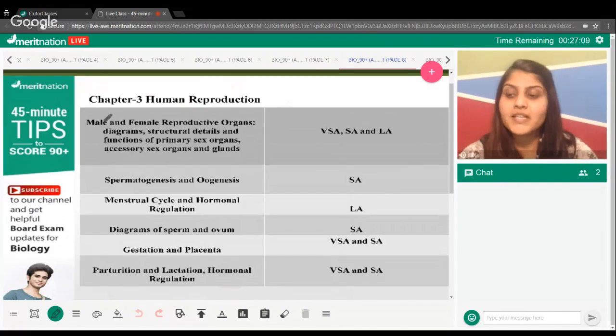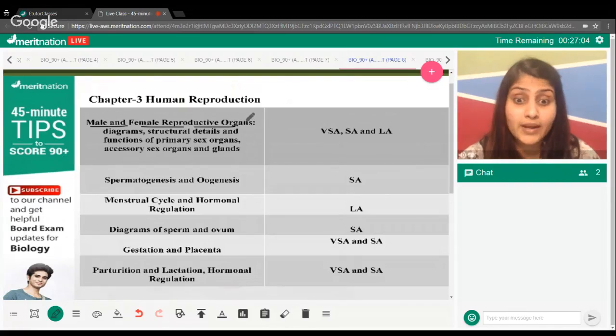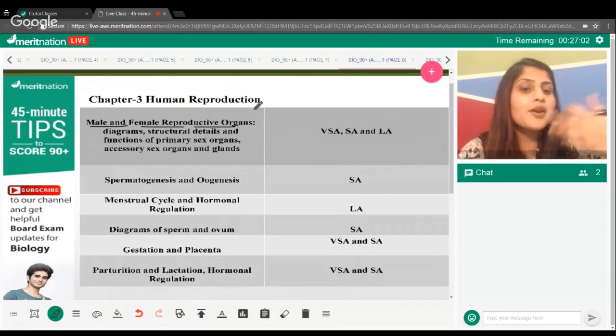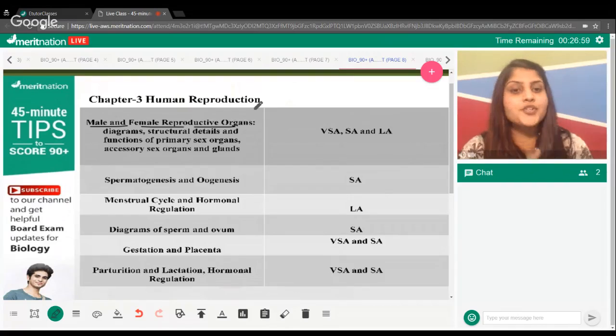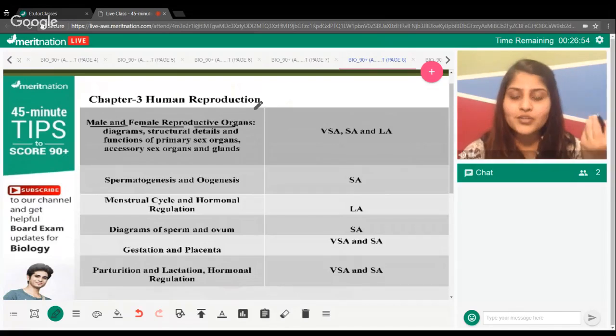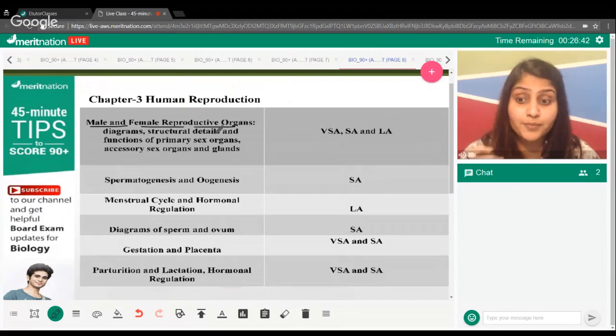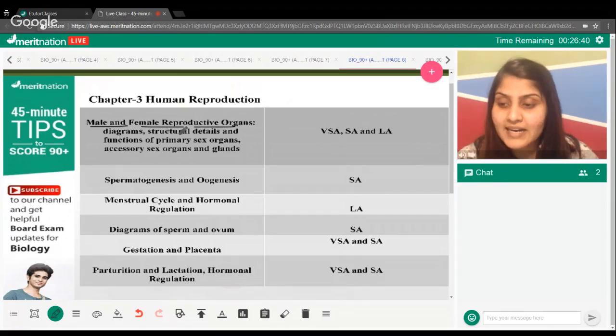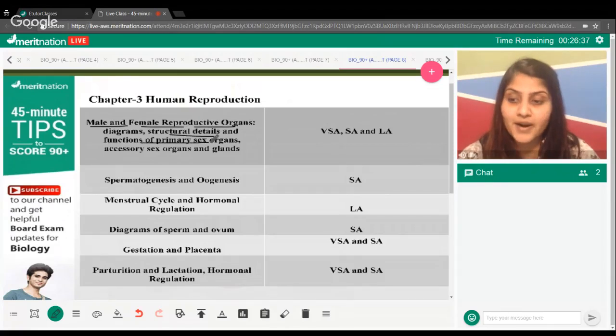Now, male and female reproductive organs, you need to know their diagrams well, because sometimes they may not ask you to draw it. Sometimes they draw it for you and ask you to label that diagram. They can ask you the function of the labeled parts. So it's not that you only have to draw it; you need to know the parts as well. This is one important topic from human reproduction. You need to understand the structural details and the functions of primary sex organs, accessory sex organs, and glands.